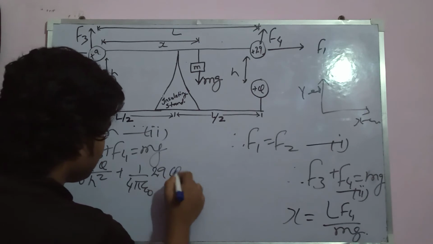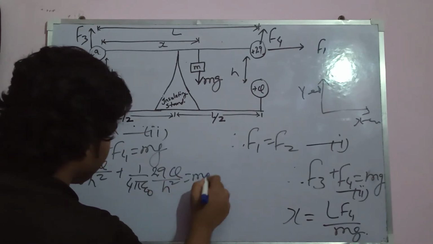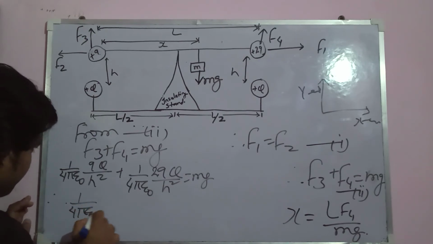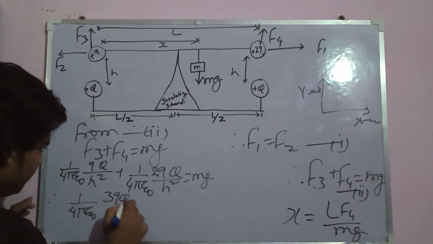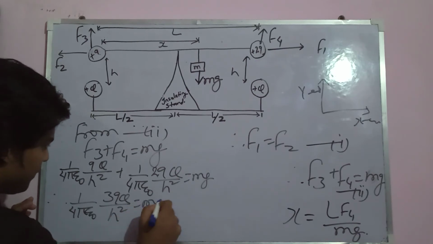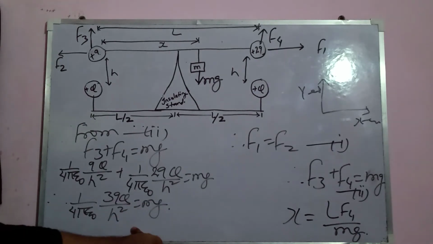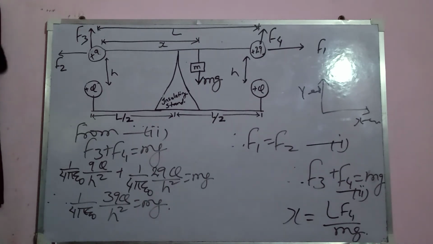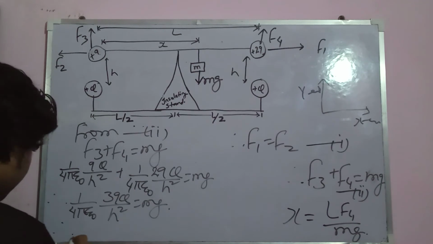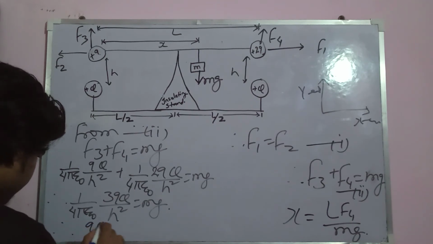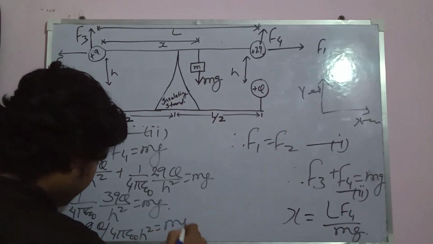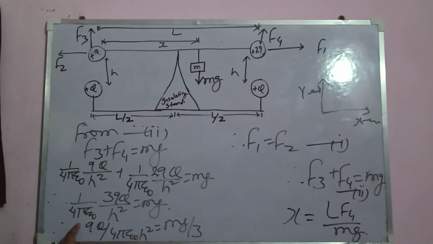Q by h squared is equals to mc. Therefore, 1 by 4 pi epsilon naught 3 q by h squared is equals to mc. See, this value is equals to mc. This value is equals to mg. From here, q by 4 pi epsilon naught h squared is equals to mc by 3. So we get this value is equals to mc by 3.